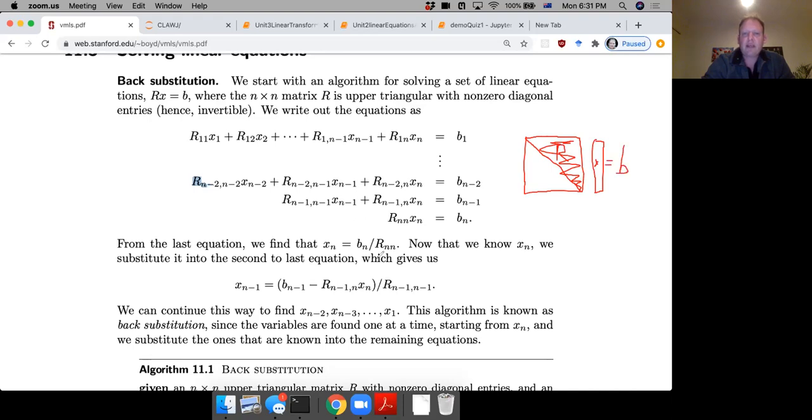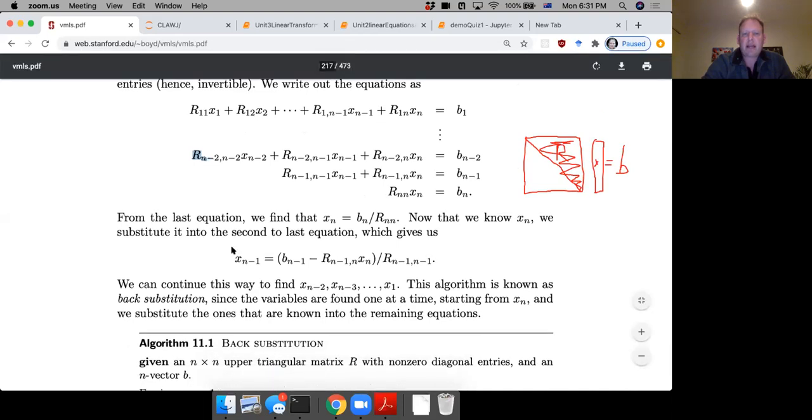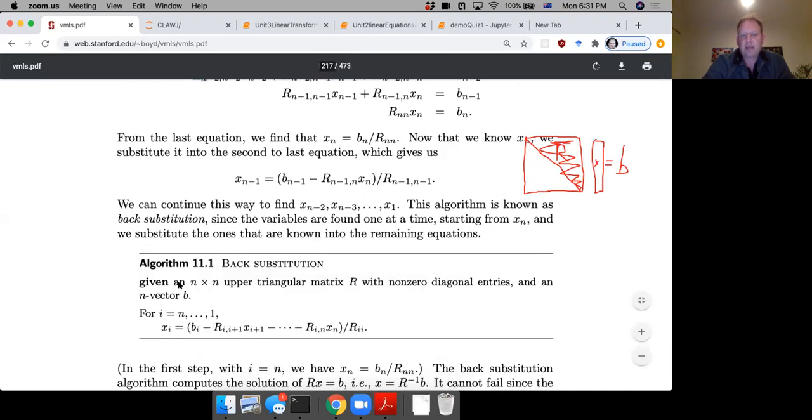And we're guaranteed that the entries in the diagonal are not 0. Okay. So all you need to do for back substitution, here's now the algorithm. Given an n by n upper triangular matrix R with non-zero diagonal entries, and some vector b, you just loop i going from n to 1, you loop from the end, and you read out the xi's one by one like that. So this is the last equation, the second to last equation, etc.